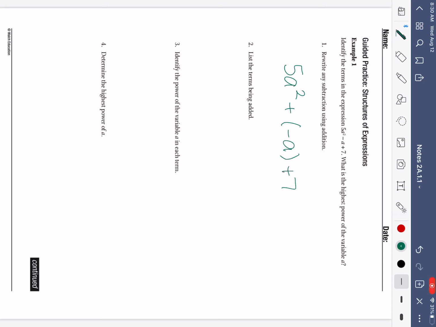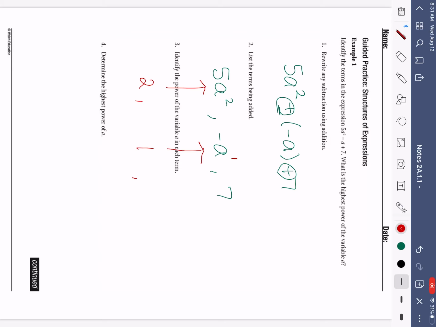I would not expect you to do that necessarily when you're showing your work, but it is you understanding that the minus sign or the subtraction sign goes with the term after it. So then it says list the terms being added. Where there's a plus sign right here and right here, you just drop those. 5a squared, comma, negative a, comma, 7. Those are our terms. And then it says identify the power on each term. Power of a. So here the power is your exponent, so it's 2. Even though there's no exponent written here, there's technically an imaginary 1, just universally accepted. If there is no exponent, it's a 1.